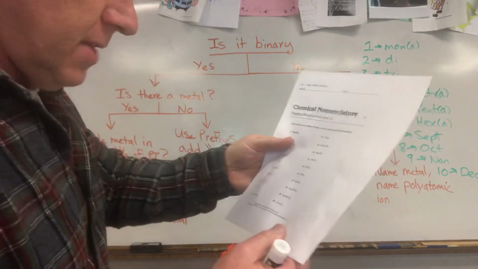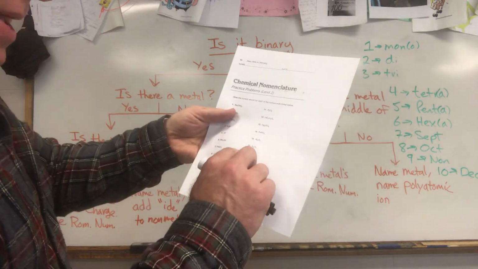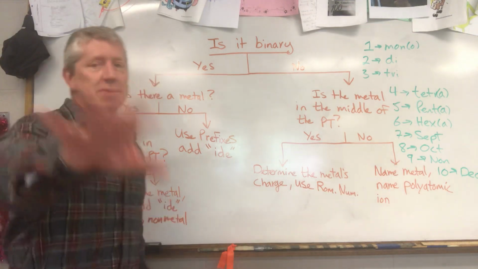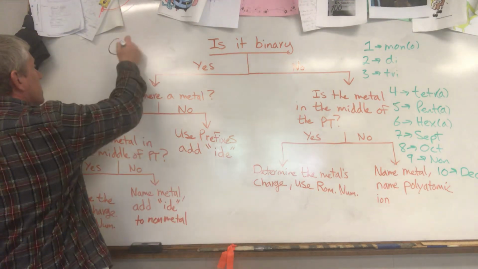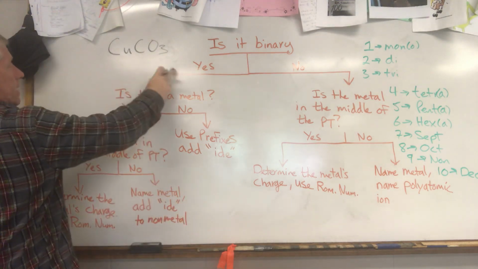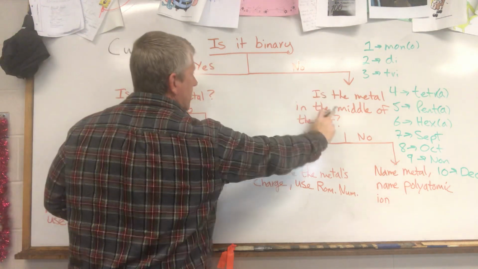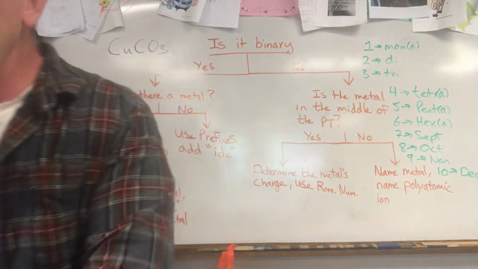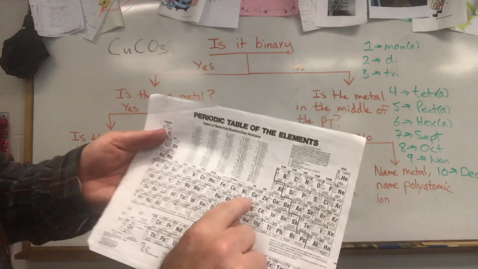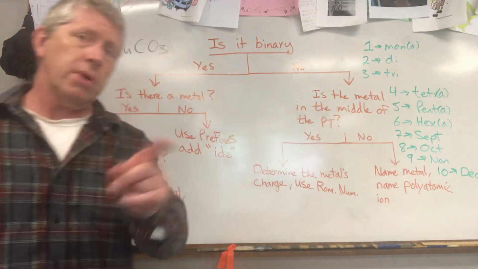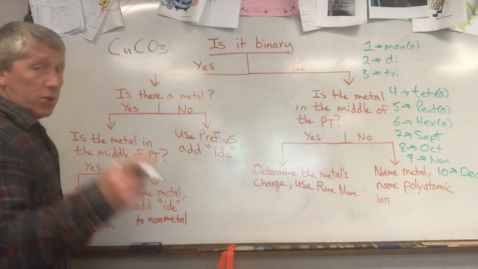Okay, moving on. Let's get one more done. Let's try number 17. It says CuCO3. A lot of you are wanting to say, see you later. Is it binary? 1, 2, 3, no. Is the metal in the middle of the periodic table? That's copper. Copper's a metal. The answer is yes, it is in the middle of the periodic table. It is one of the transition elements. It's right here. And above it, it says a 2 or a 1. Copper can use a +2 or a +1 charge. You can use either one of them. So I need to know which one it's using.